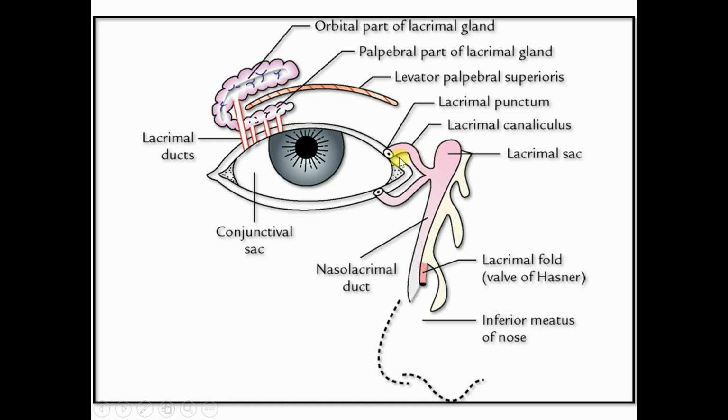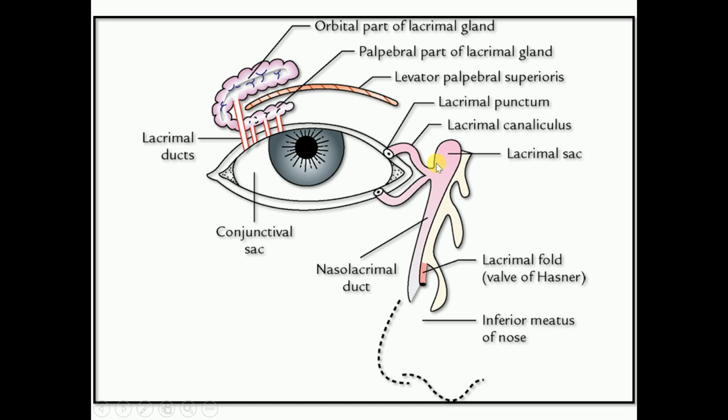Near the bending portion of the upper canaliculus as well as the lower canaliculus, there is some degree of dilatation. That is called the ampulla. Now both the canaliculi finally enter into the lacrimal sac.